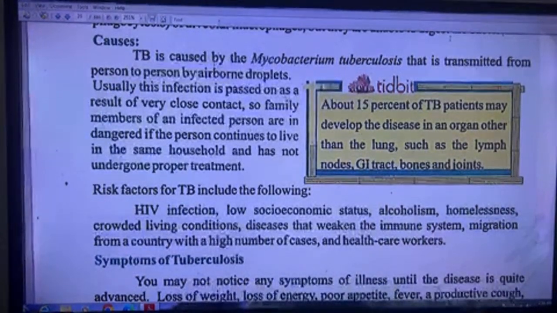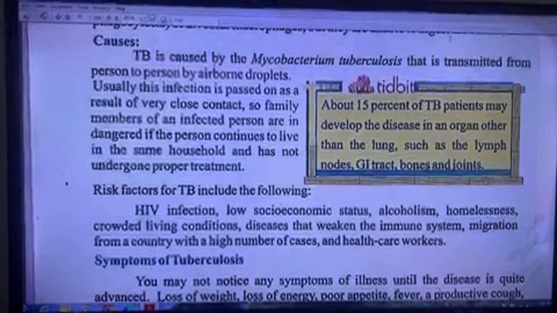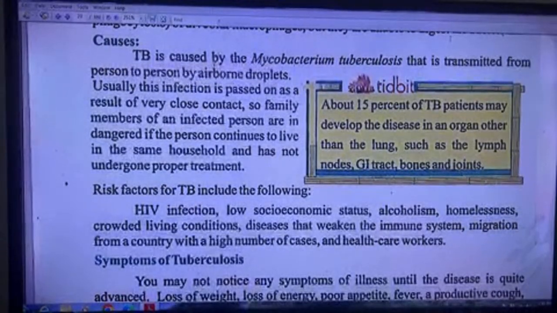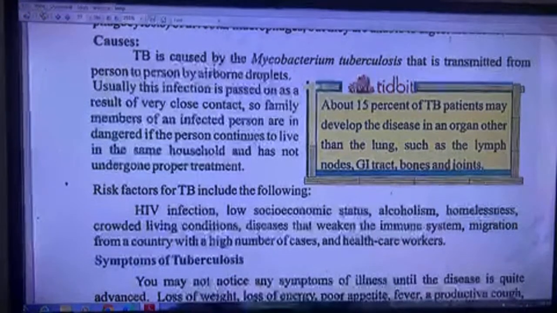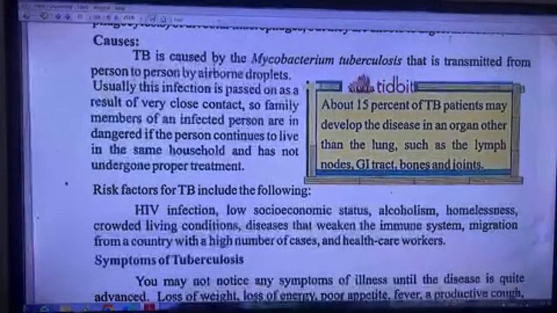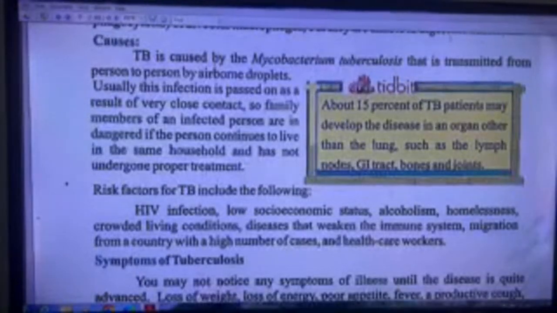Usually, this infection is passed on as a result of very close contact, so family members of an infected person are endangered if the person continues to live in the same household and has not undergone proper treatment. Risk factors for TB include the following: HIV infection, low socioeconomic status, alcoholism, homelessness, crowded living conditions, diseases that weaken the immune system, migration from a country with a high number of cases, and healthcare workers.